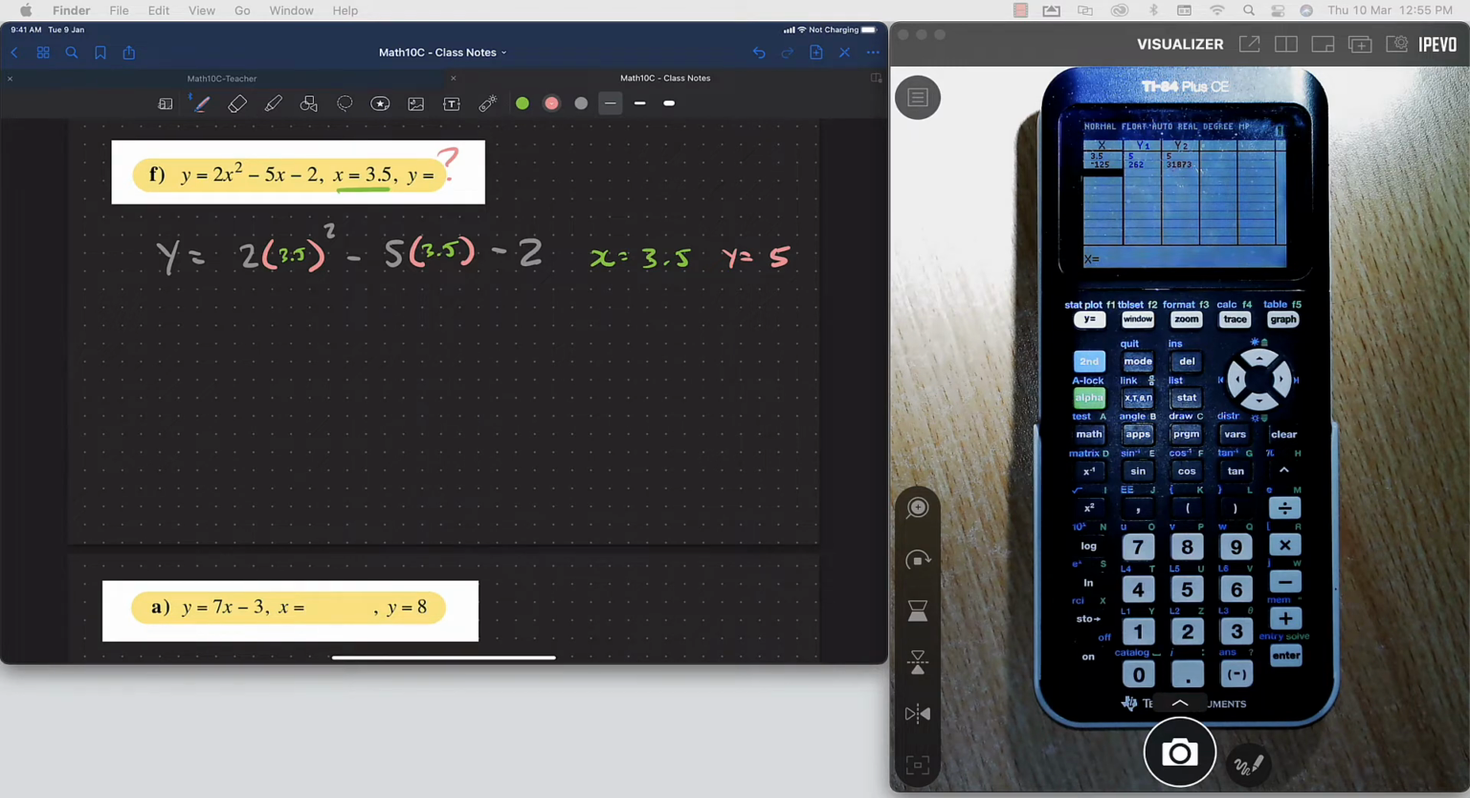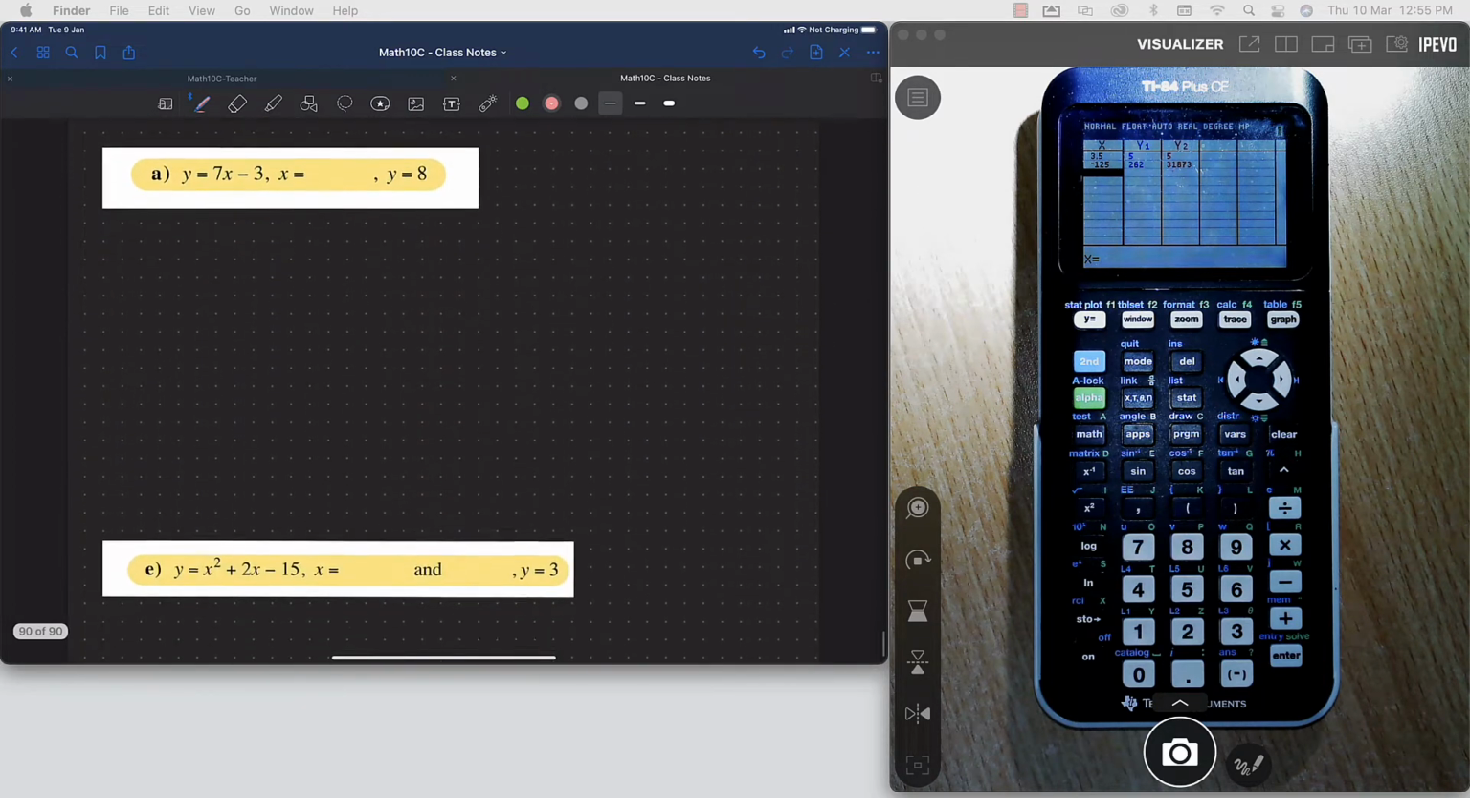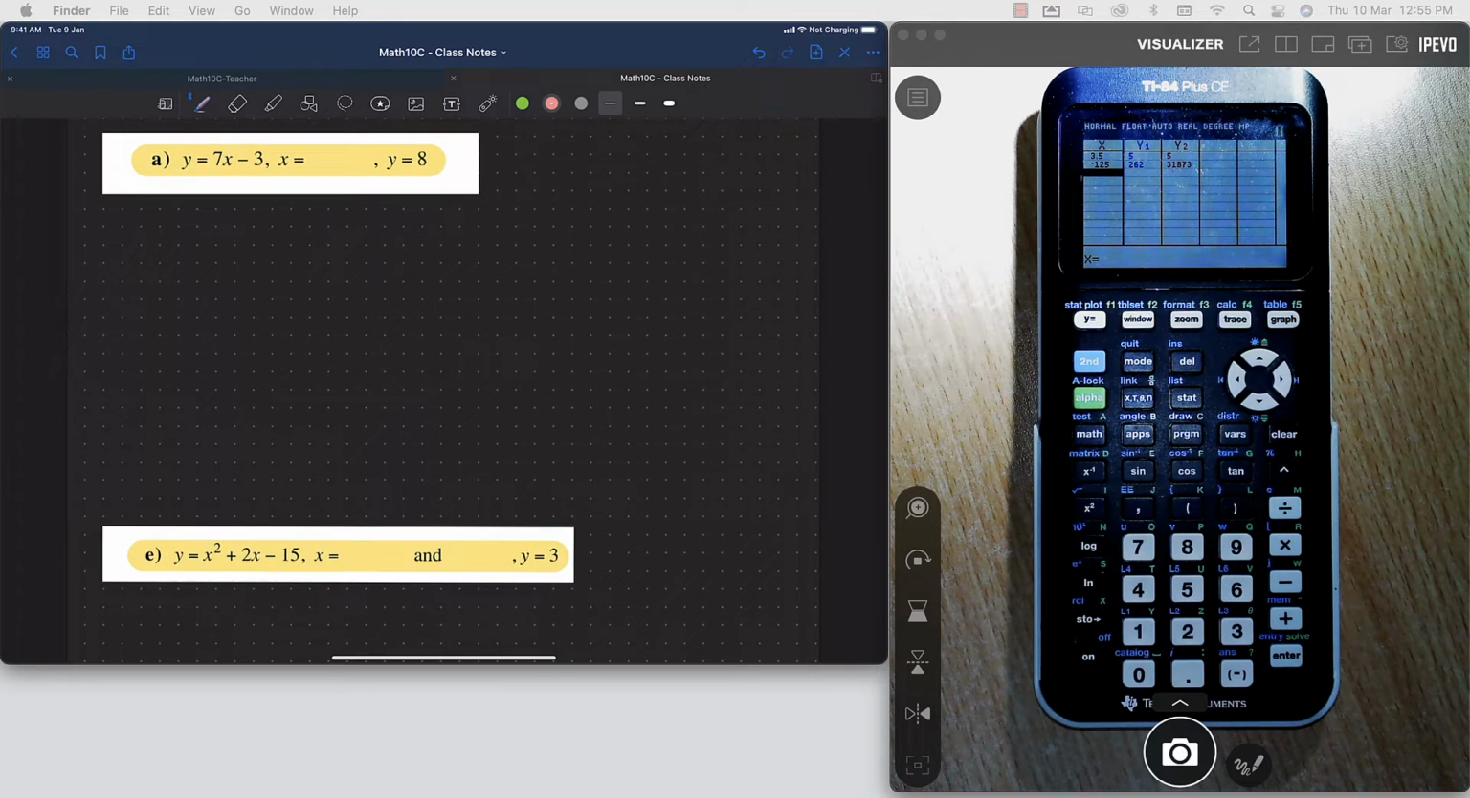Okay, now what if we're asked, like question 4a says, well, this time I'm going to give you y, and what is x? Okay, well, if it's a linear equation such as this, it's actually fairly easy just to, again, substitute the value in and do some basic algebra. So I'm starting off with y equals 7x minus 3. I want to solve x when y is equal to 8. So 8 equals 7x minus 3.